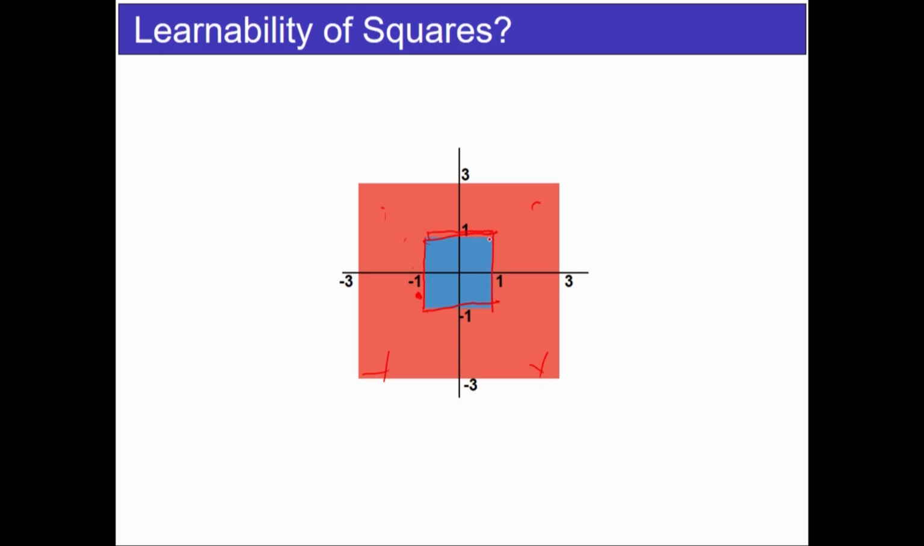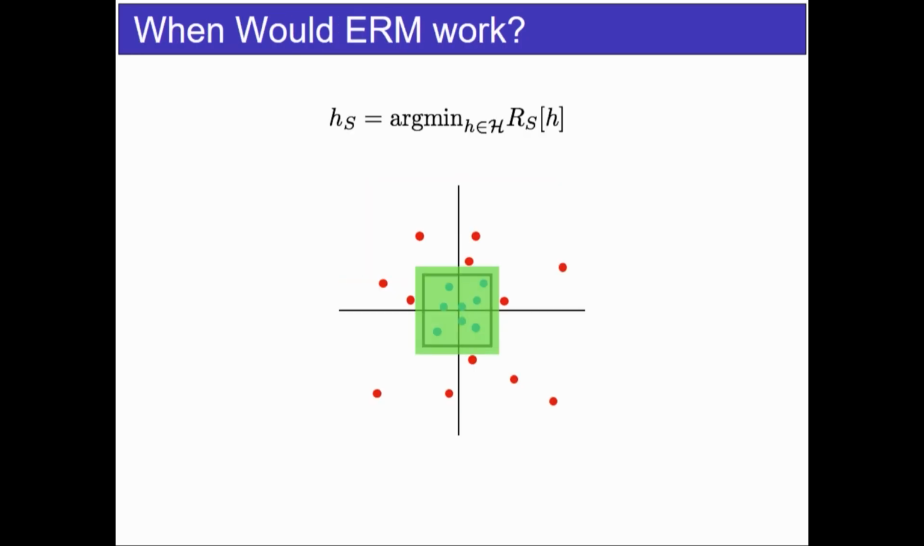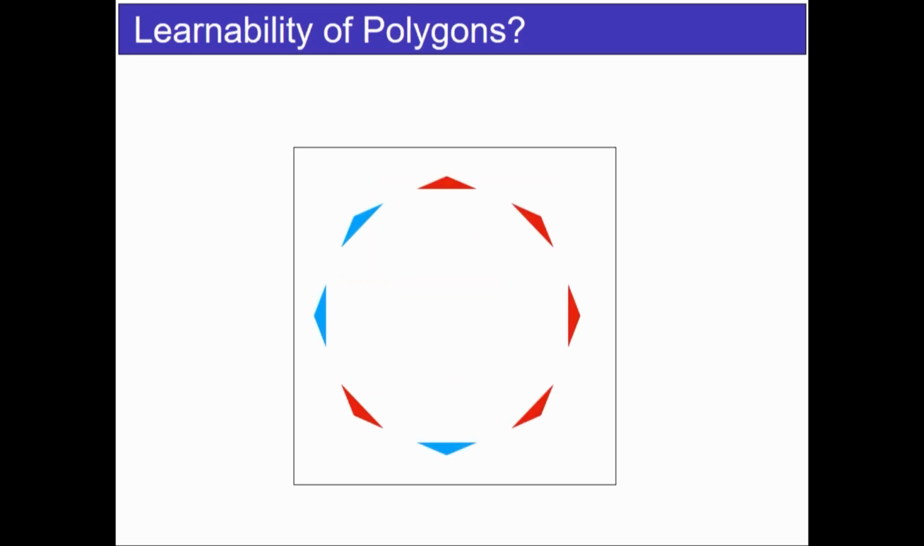But if I add a small width here, now the area is no longer 0, and there is hope of me getting a point there. So that's where getting the exact answer is hopeless, but approximately getting the answer there is hope. So that's the probably approximately correct part of it. Okay. So now this is the easy example. When would ERM work? ERM would work here.